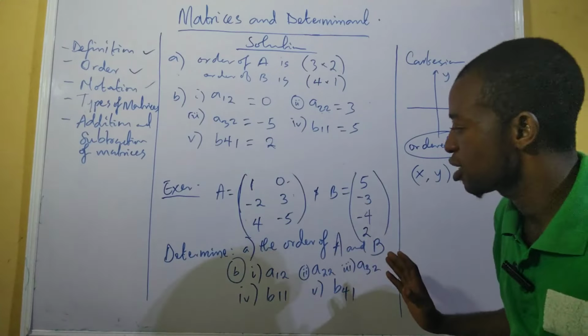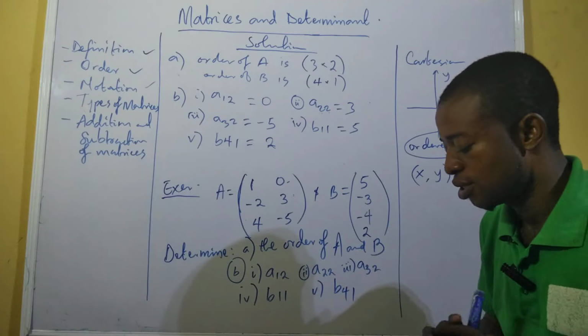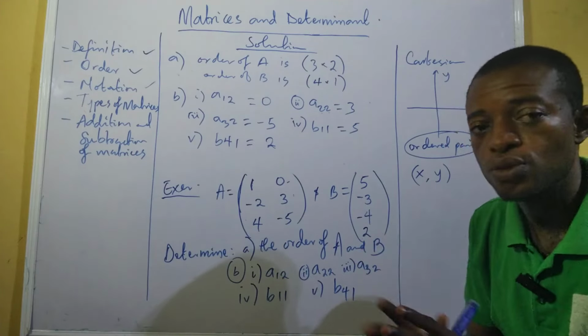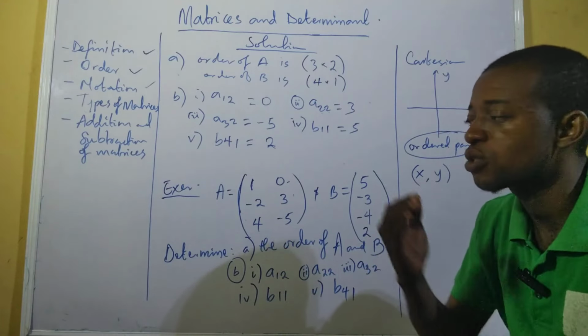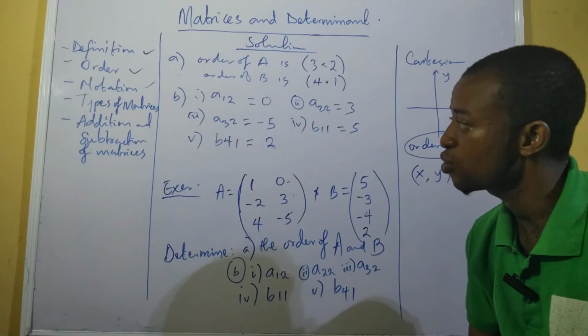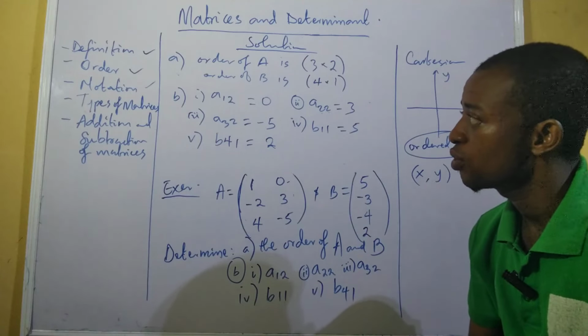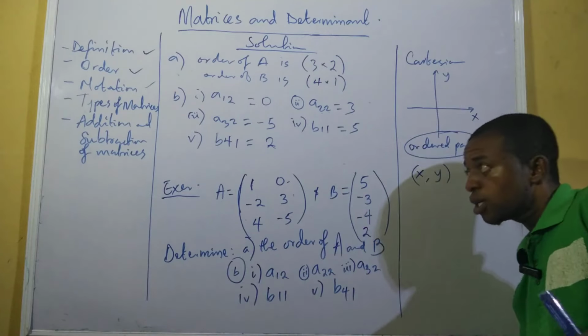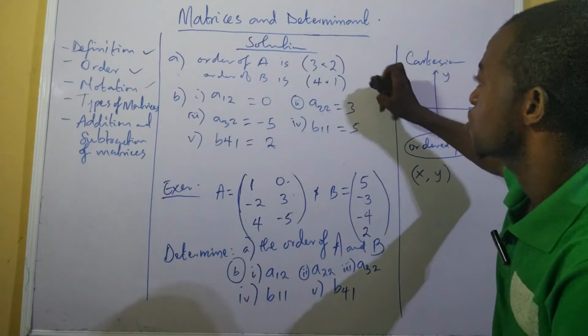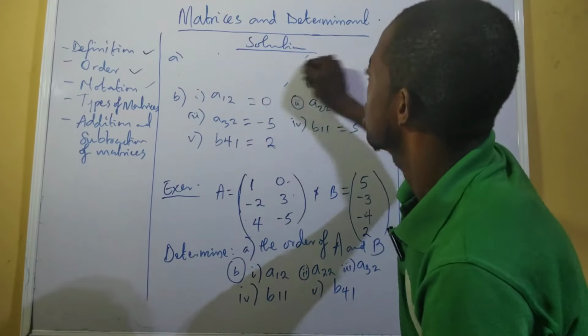So that is that. Once we are able to do this, we have already set the tone for our matrices. When we are talking about something, we're able to know that this is the element they are referring to. And that is that for the definition, the notation, and the order of a matrix. Now, let's quickly look at the types of matrices that we have.